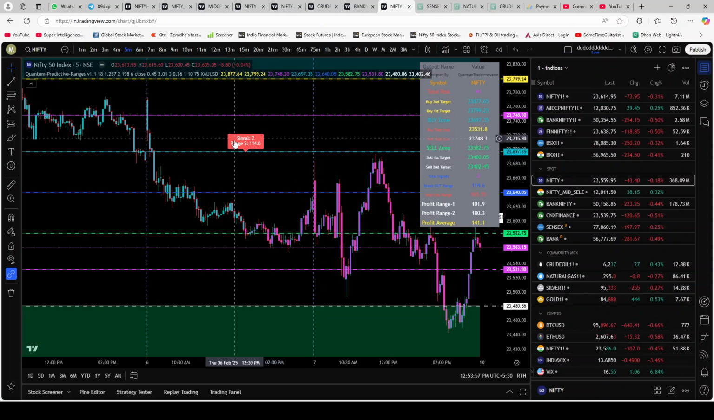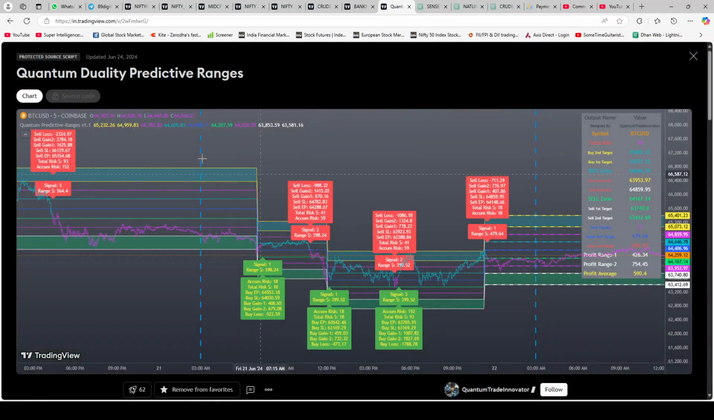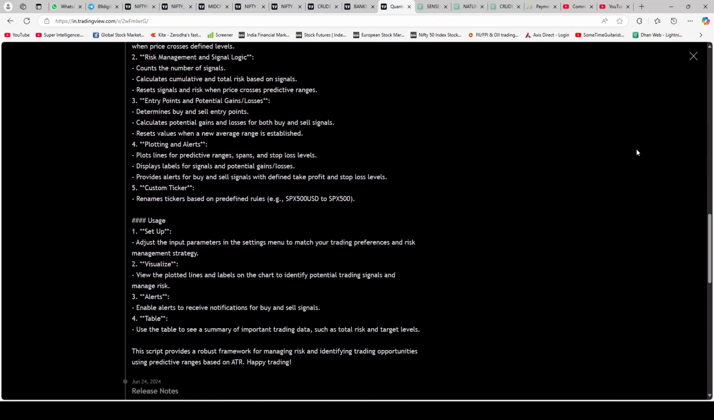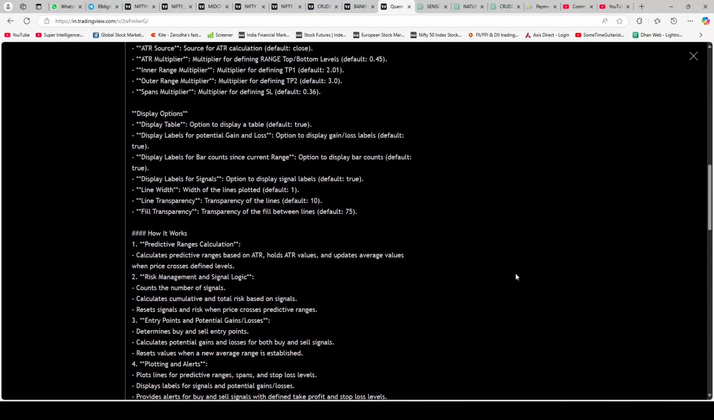I don't want these labels, because this indicator is primarily, in my view, made for forex trading or crypto trading. I think it's made more for forex trading, because if you look at the literature about the script, Quantum Duality Predictive Ranges, and if you start reading it, you will realize that at the bottom it basically is working on ATR, average true range, and you'll see the tags that are there are basically all forex tags at the bottom. All right, so give it a read if you want to.